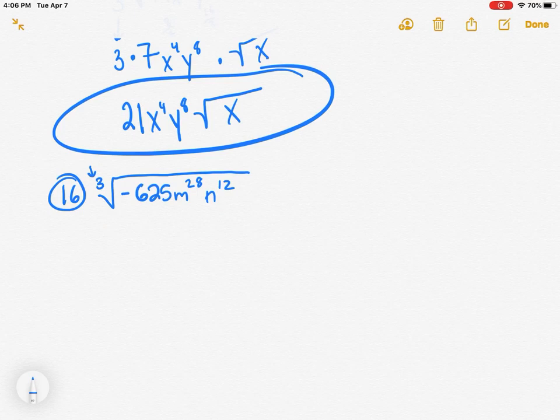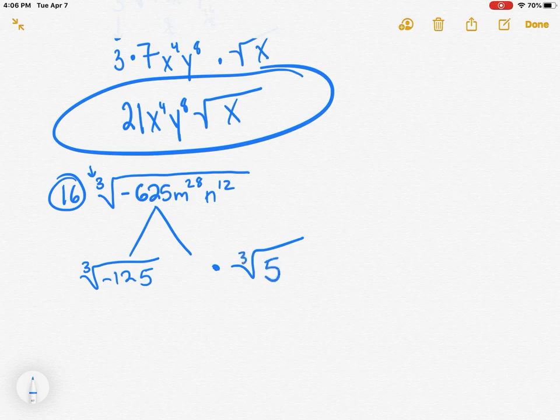So the biggest perfect cube that I can take out of negative 625 is negative 125, right? And I'm going to multiply that. So if I have to multiply it by something to get 625, it's going to be 5. But now I can't forget about my exponents, right?